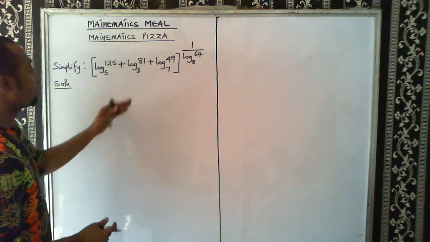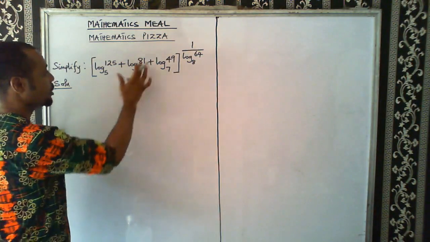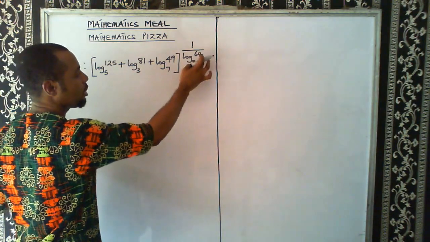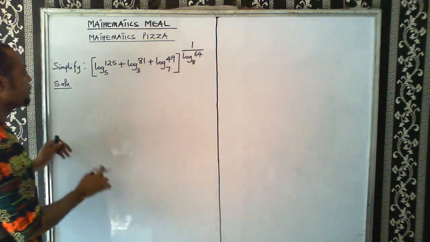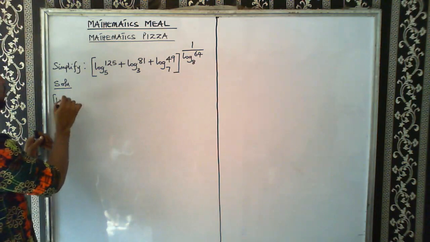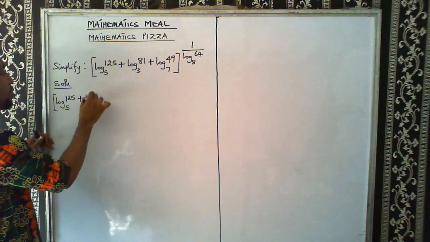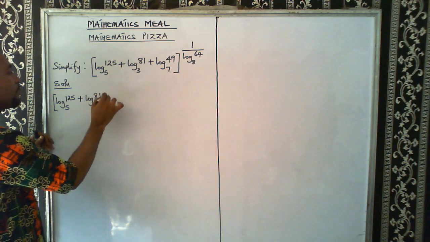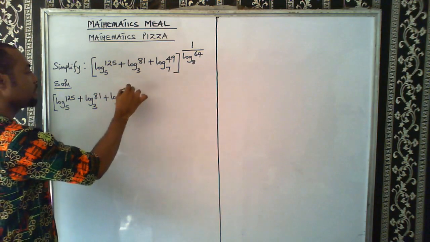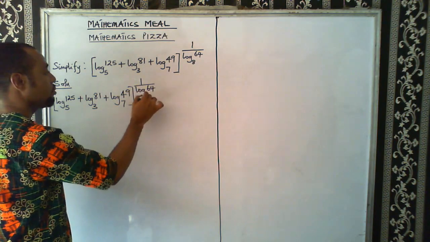Okay, we have this: log, open bracket, log 125 in base 5 plus log 81 in base 3 plus log 49 in base 7, all raised to power 1 over log 64 in base 8. Now, looking at this question, we have log 125 in base 5 plus log 81 in base 3 plus log 49 in base 7, all raised to power 1 over log 64 in base 8.